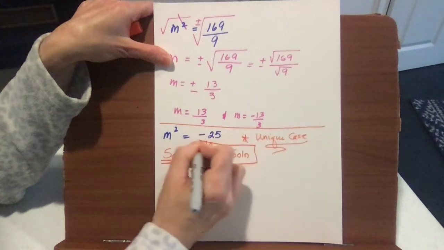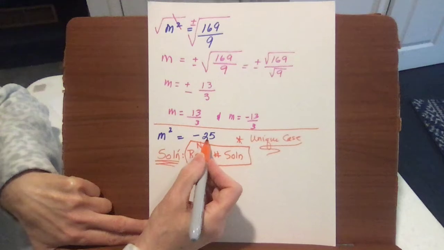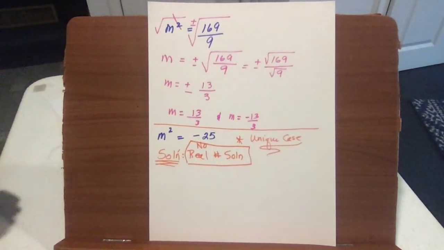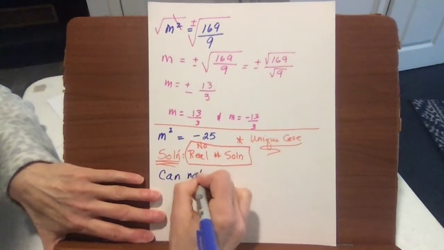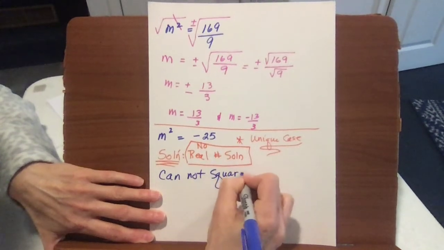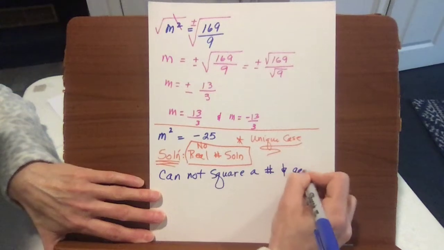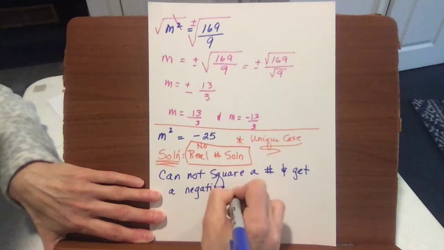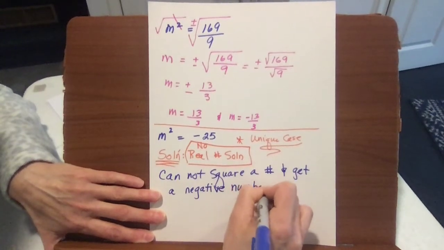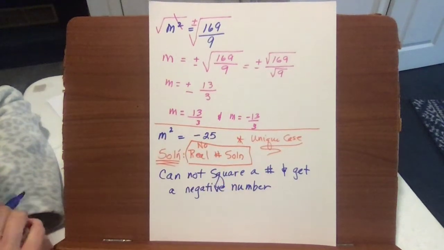No real number solution. And the reason is you can't take a number and square it and get a negative result. All right, so if you want a little explanation, let's write that down. You cannot square a number and get a negative result, or a negative number. Let's put it that way. All squared numbers come out positive. So right here, you got to recognize that. It's going to be a problem.